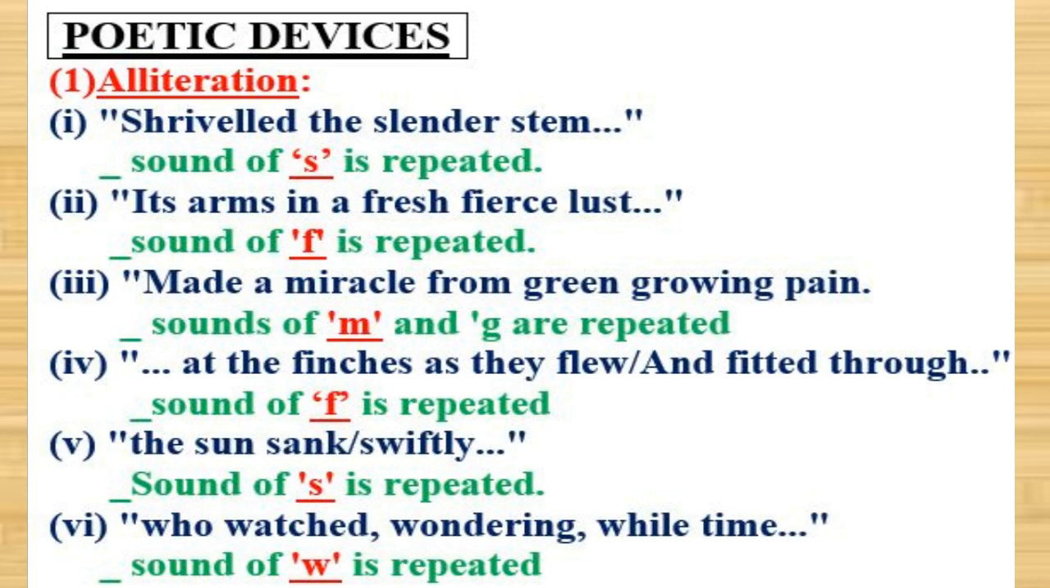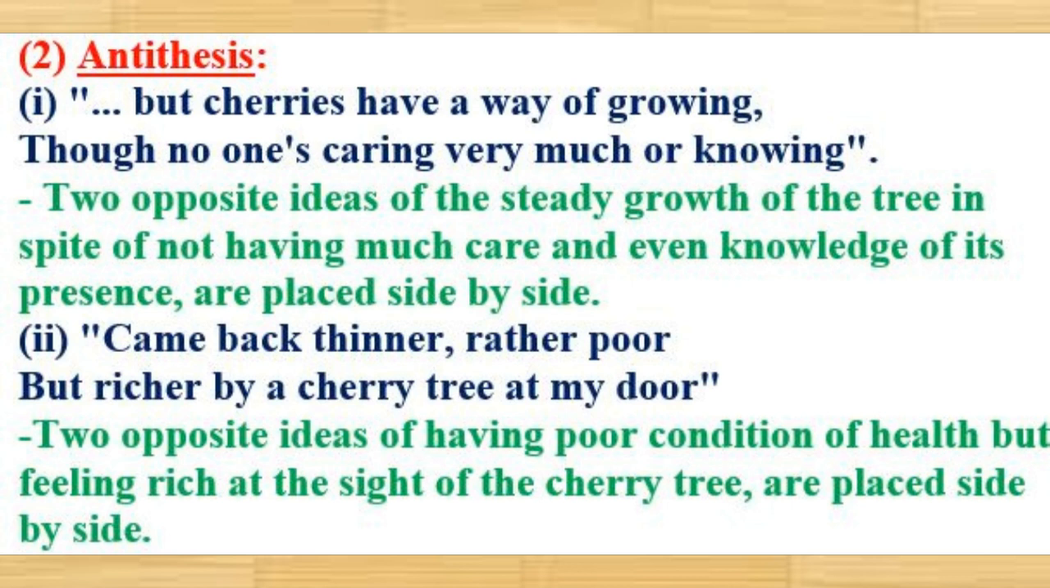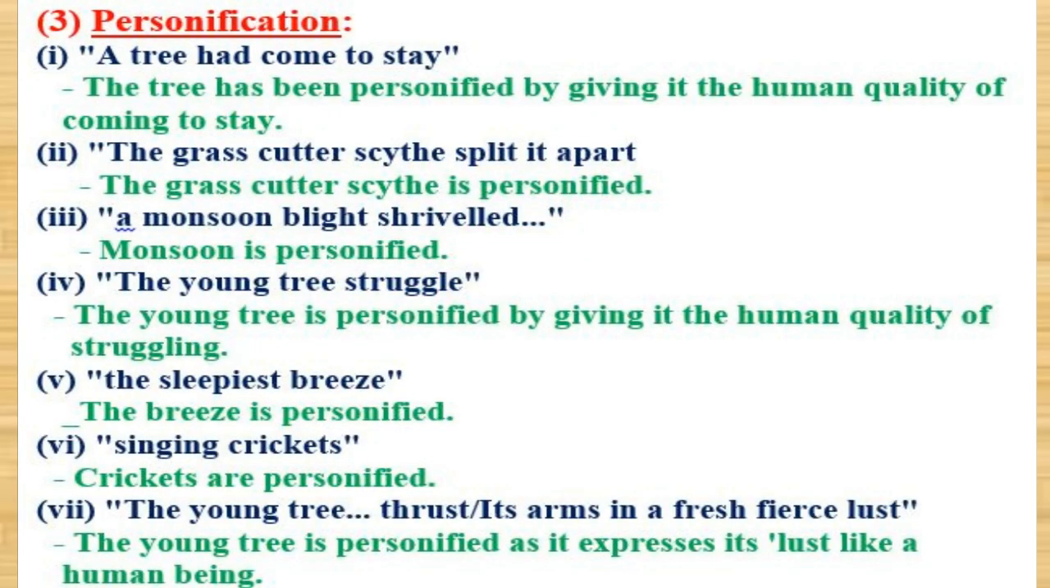Now, next are the activities related to poetic devices. Number 1 is alliteration. The lines for the figure of speech alliteration are given here. Please watch it on screen. The next figure of speech is antithesis, and the lines are given. Please watch it on screen. The next one is personification, and the lines for the figure of speech personification are given. Please watch it on screen.